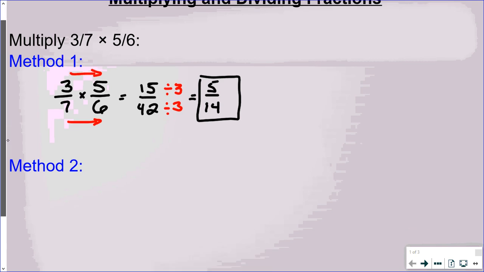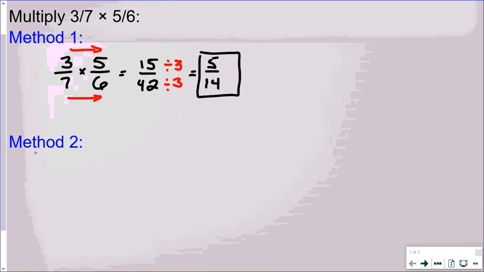All right, so method 2. Now you can only do what I'm about to show you when you're multiplying fractions. You can't do this when you're adding or subtracting fractions, and you can't do it when you're dividing fractions. It can only be done when multiplying. And so what we're going to do is simplify the diagonal numbers that have a common factor. So we have one diagonal that has a 3 and a 6, and we have another diagonal with 5 and 7. Well, 5 and 7, their only common factor is 1, so we can't simplify that.